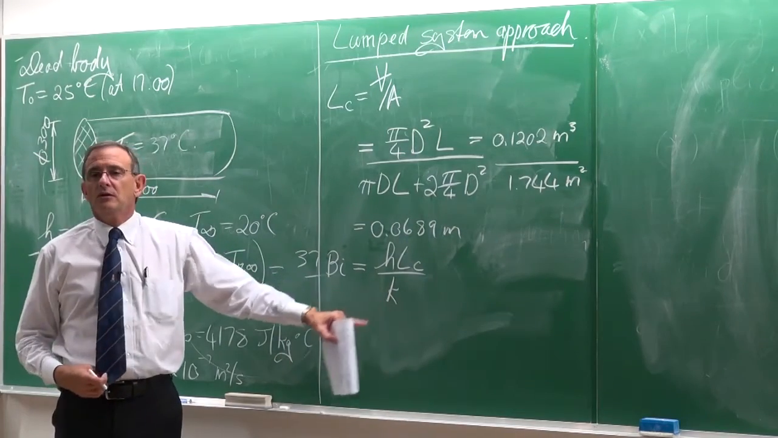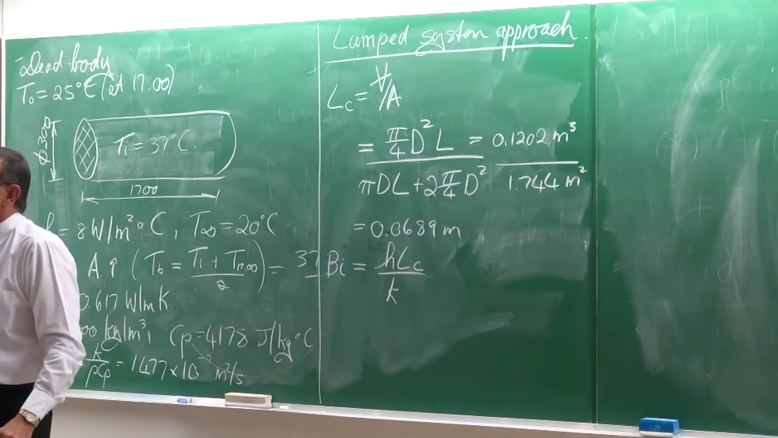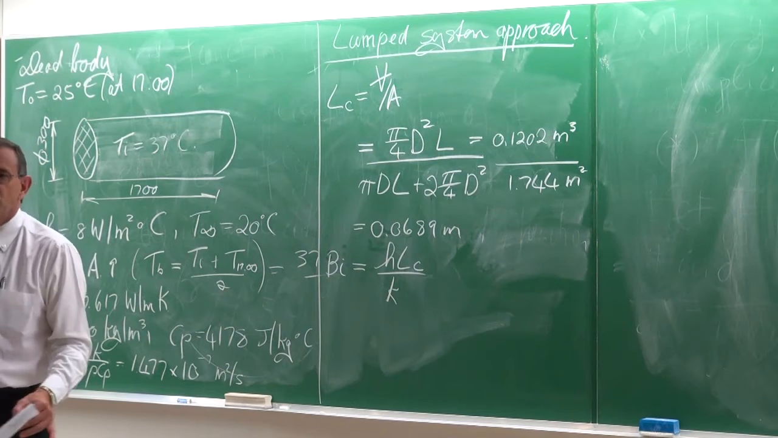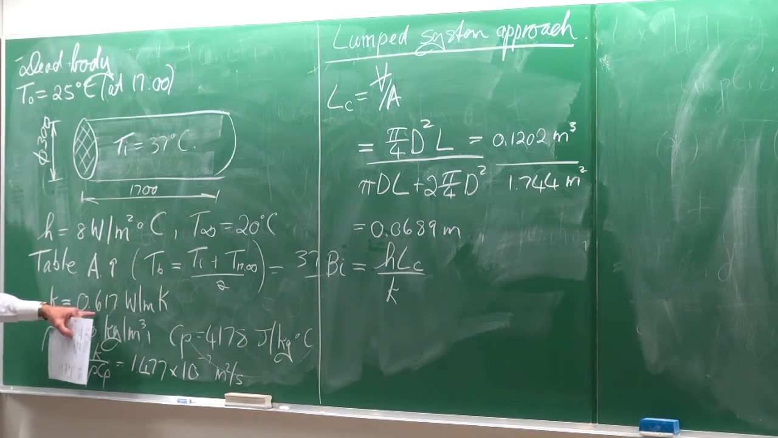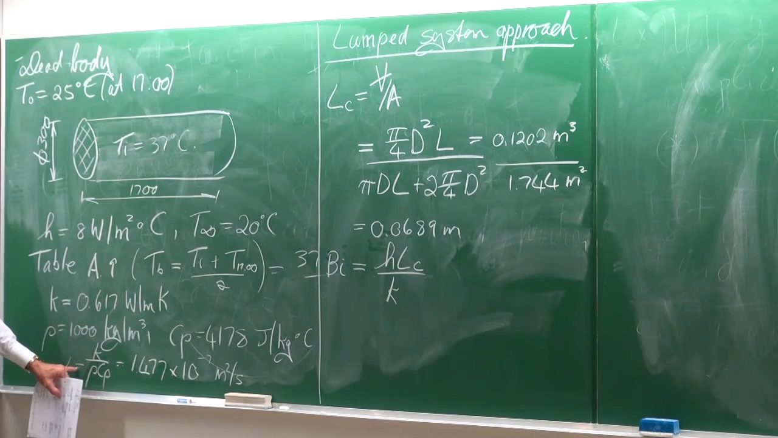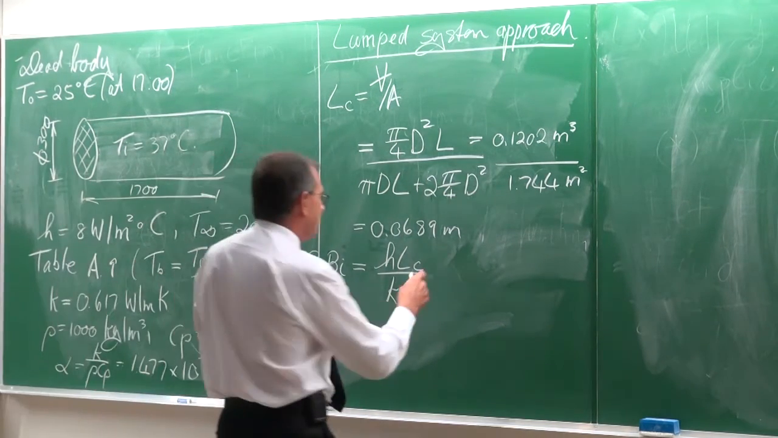And k should be large, good conductivity. In this case, we've got water, k of 0.6. k for copper is about 260. So we immediately see thermal conductivity is very low. But let's go through the calculation in any case.